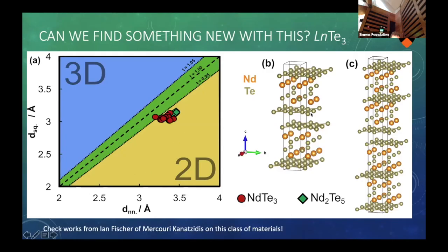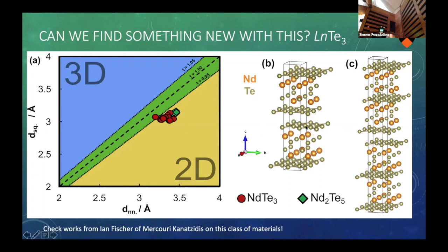I want to point out that I did not invent these materials. These have been studied before by Ian Fisher and Mercouri Kanatzidis, because they are known to undergo charge density waves, which result in very complex modulations around room temperature. And the fact that they undergo a charge density wave kind of discouraged me at the beginning, because my argument is built on this square net not distorting to have a hypervalent bond.